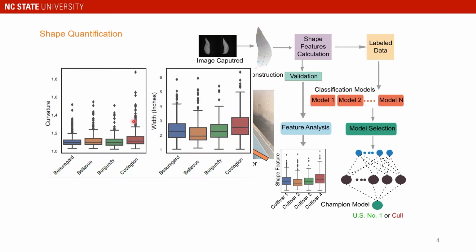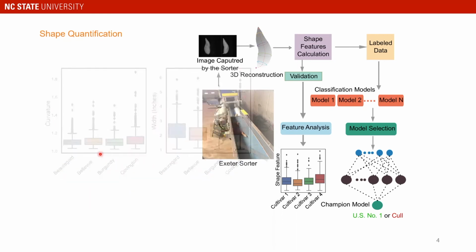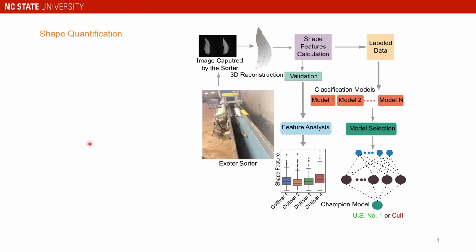With the automated shape extraction approach, now we can look at shape features across thousands of sweet potatoes across different cultivars. And this type of analysis will help researchers, breeders, and farmers to identify sweet potatoes that have more robust shape features. At the same time, we have developed a machine learning pipeline which can detect if a sweet potato is US #1 or culled using the 3D shape features that we have extracted.